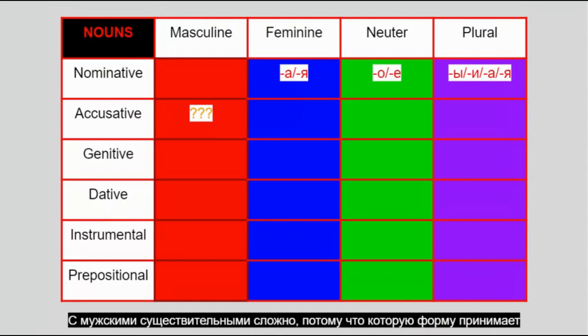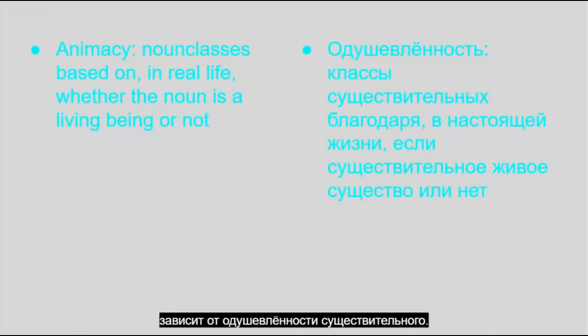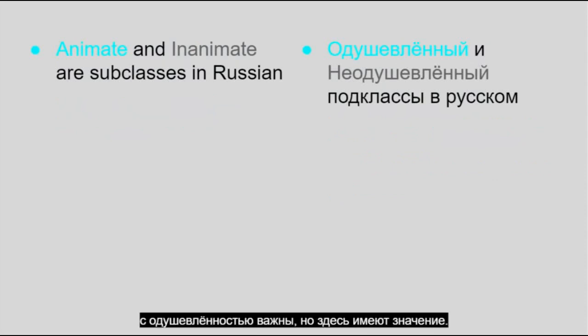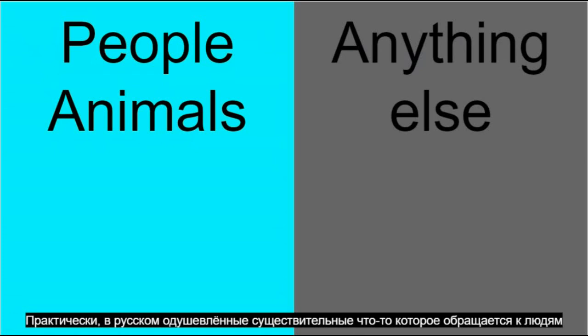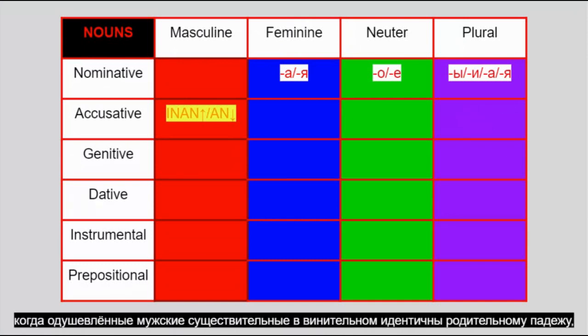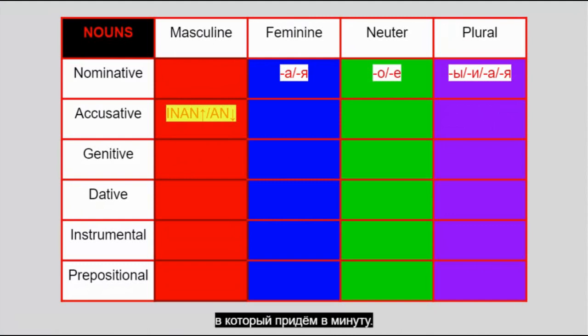With masculine nouns, it's complicated as which form it takes depends on the animacy of the noun. Russian isn't overall a language where noun classes based on animacy are a thing, but they matter here. Basically, in Russian, animate nouns are anything referring to people or animals, and inanimate nouns are anything else. It's not hard to figure out. Inanimate masculine nouns in the accusative case are identical to the nominative case, while animate masculine nouns in the accusative are identical to the genitive case, which we'll get to in a minute.